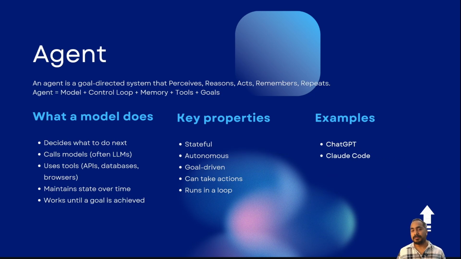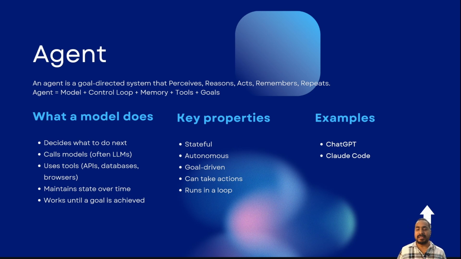Now let's define an agent. An agent is a goal-directed system that perceives, reasons, acts, remembers, and repeats. Or here's the formula that captures it perfectly. Agent equals model plus control loop plus memory plus tools plus goals. An agent is not just a smarter model, it's a system that uses a model as one component.